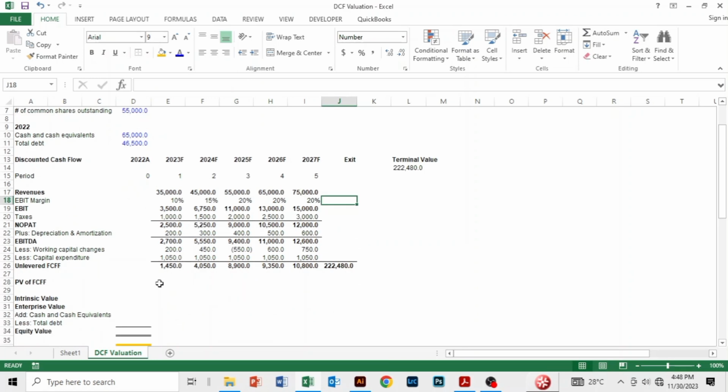Perfect. Now we want to compute the present value. I've tried to make this as simple as possible, because I just wanted to use the formulas that you are already aware of. So I'm not going to use any fancy formulas or Excel formulas here.